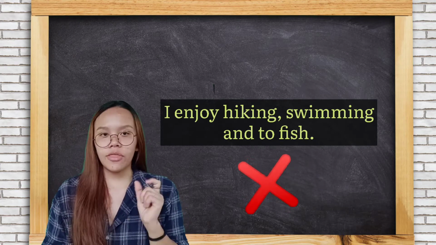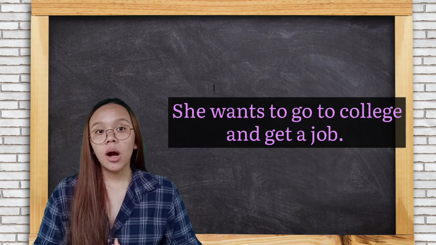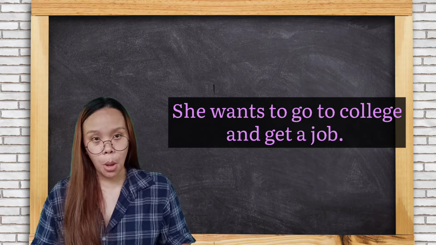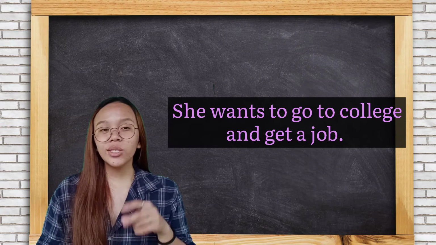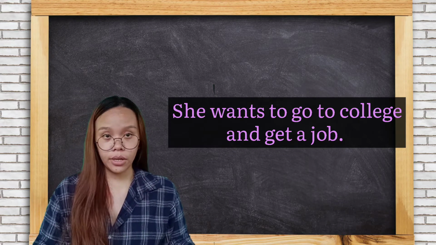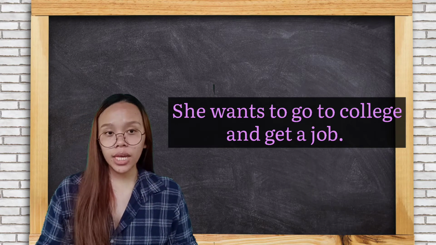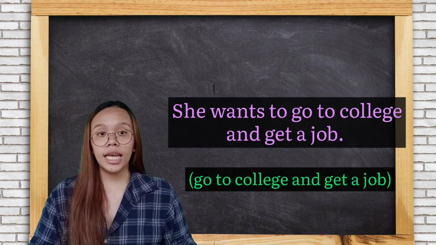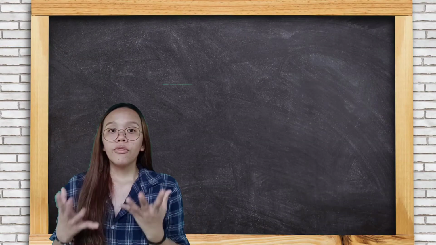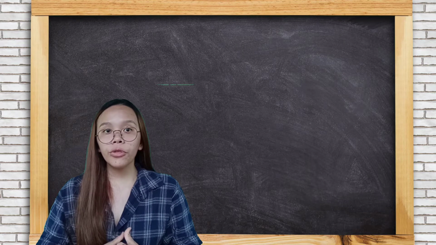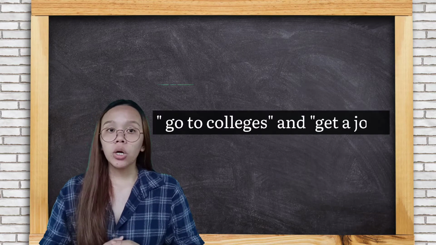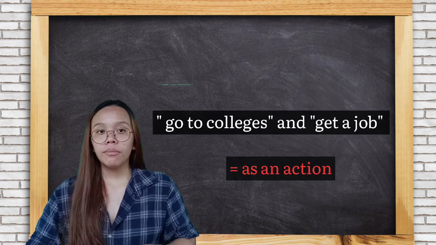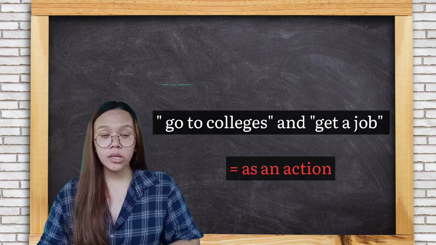Let's look at another one. She wants to go to college and get a job. Now, this is also parallel. My question for you is, what two things are parallel here? What are the things I'm actually looking at? So the answer is, go to college and get a job. Those phrases are both written the same way. Go to college is an action and get a job is an action. And they're both written in the same sense, so we're good.